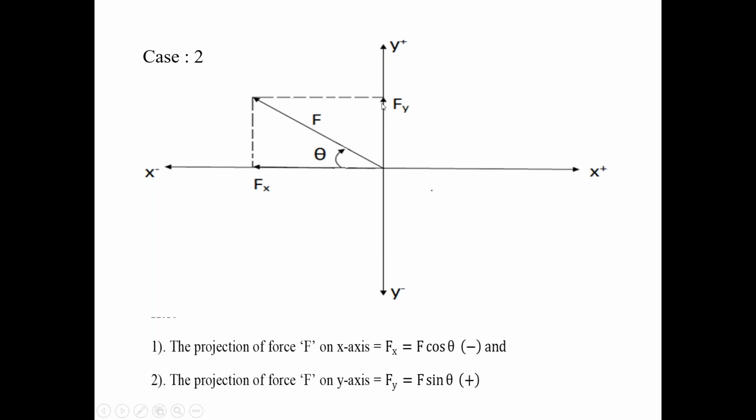Look at the direction of Fy. The direction of Fy is towards the positive y-axis. Since the direction of the Fy projection is towards the positive y-axis, Fy is the positive projection. Fy is equal to F sin theta, positive projection. So in this condition, the force F makes the angle theta with the x-axis. The Fx projection is equal to F cos theta, negative projection. The Fy projection is equal to F sin theta, positive projection.